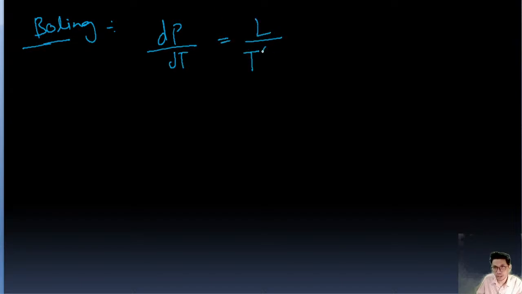Now boiling of water. Ice melts, becomes water, and then water boils. In that case the Clausius Clapeyron equation is dP upon dT equal to L upon T into Vg minus VL. Vg is the volume of gas, because this will vaporize, and the volume of vapor is greater than VL. So dP upon dT is going to be positive.